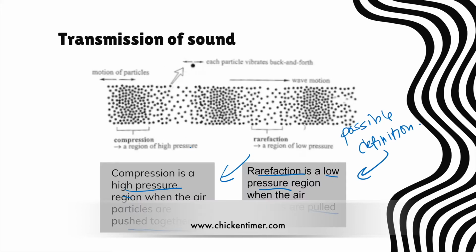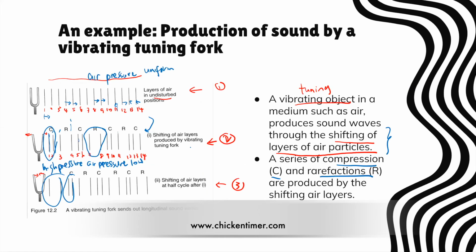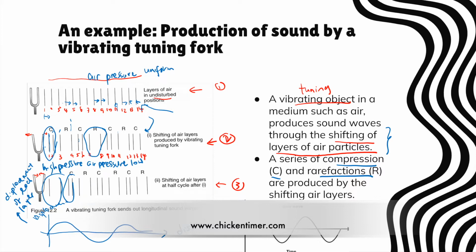Then another way is back to this. Some books, some drawings, some graphs will tell you that they plot the movement of the air layers. Plotting the movement of the air layers will give you the displacement distance graph. When you plot it, you will also get a sine wave like that if you plot the displacement of each air layer. So that's how you get the graph that they show you later.